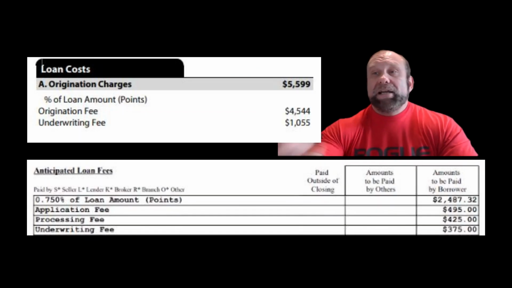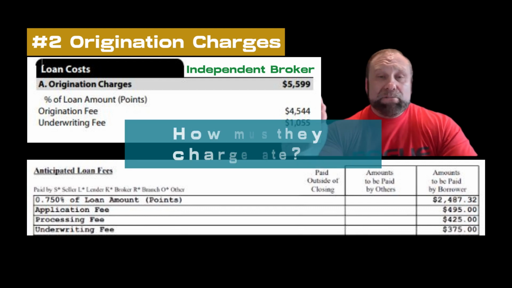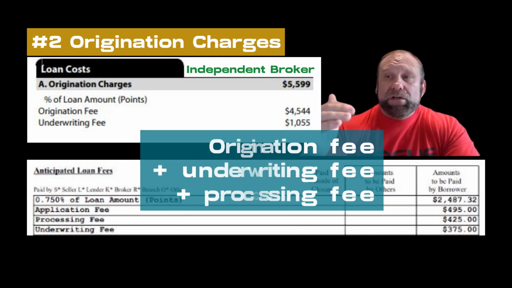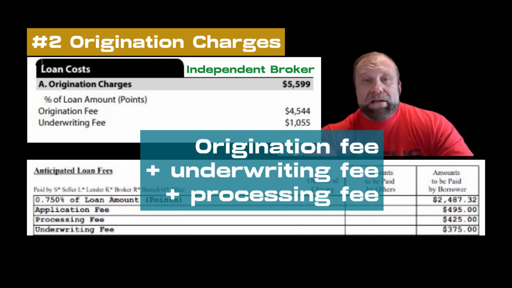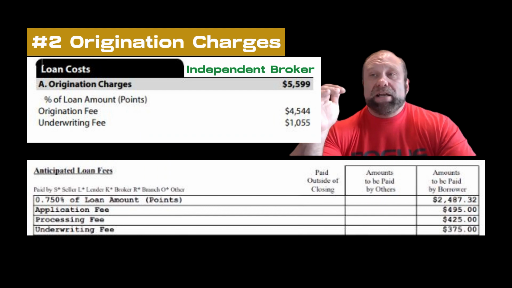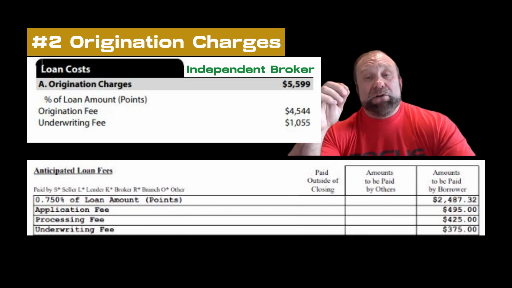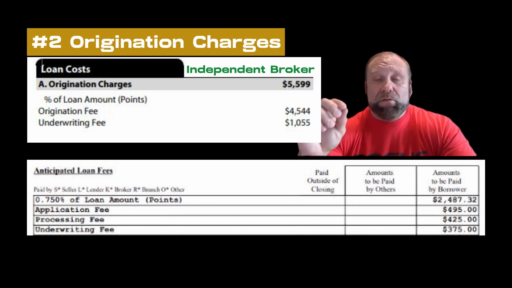That's number one. Number two, you're looking at line item A, origination charges. How much points do they charge into that rate? What's the origination fee? What's the underwriting fee? There may be a processing fee there. So basically, most all of those costs are in line item A. You can look down and see if there's any other cost that's associated with them. That is really where you're going to see the cost.